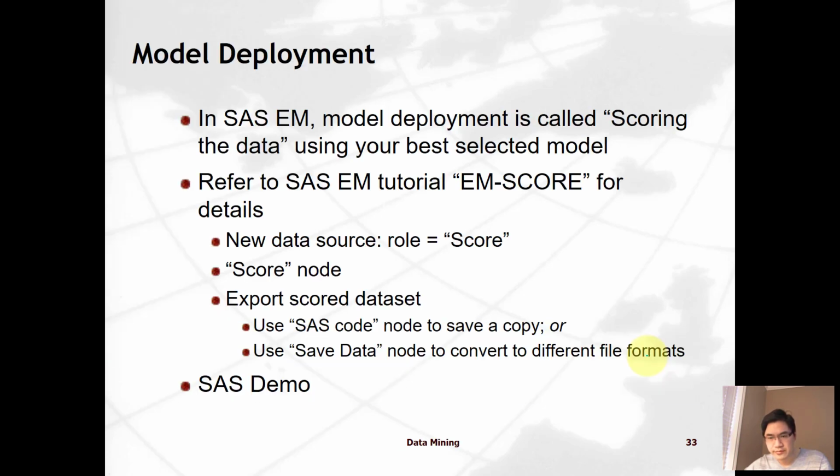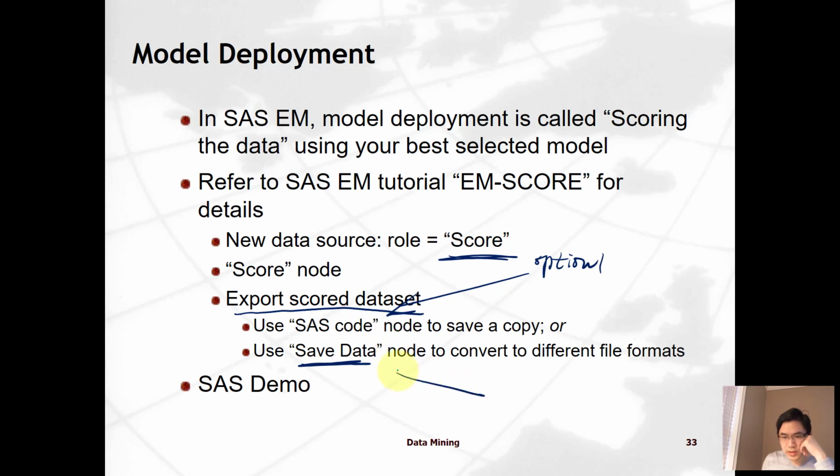And here I'm going to quickly demonstrate how to do model deployment here. And there are two alternatives. You can use a score code, or you can use a score node here, or you can also choose to use an export or save data set node. Save data. So there are two ways. Option 1 uses codes, and option 2 uses a node, and both ways work equally well, so choose according to your preference. If you want to do a bit of coding, then choose the SAS code. Otherwise, choose the save data node. And in the next part of the video, I'm going to demonstrate how to do it.